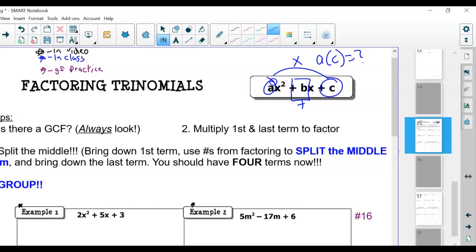Then, when we get to step 3, we are going to rewrite our polynomial. Our first and our last term we're just going to bring down. The middle term, our b, we're going to take out and replace with the two numbers we found that multiply to be a times c and add to be b. Then, once you do that, you'll have 4 terms, and then our grouping comes into play. So, let's see how this actually plays out.